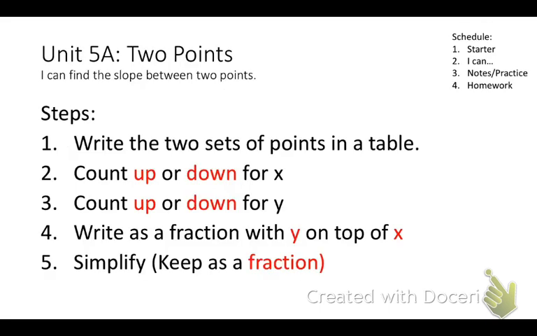Now, let's get to freeze this page, put in the information, and then we'll talk about it. All right, thank you for freezing this and putting this in your notes. All those red words are important. So this is actually just like what we learned yesterday about tables. We take the 2 points and we put them into a table that we make. Then we count up or down for y, we count up or down for x, we make a fraction with y on top of x, and we keep it as a fraction. Okay, let's practice.